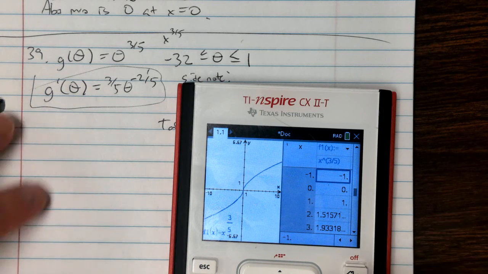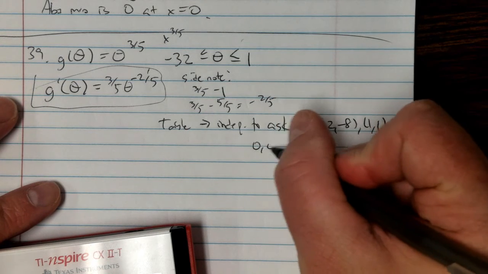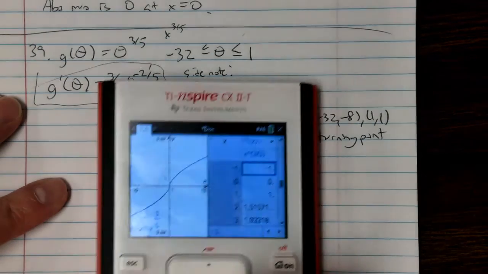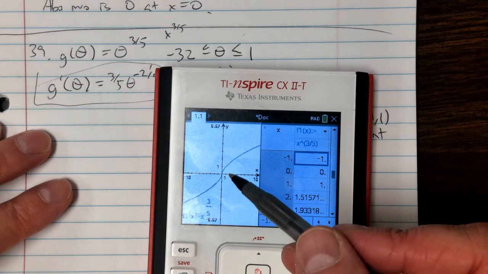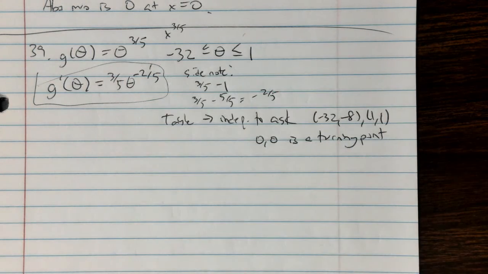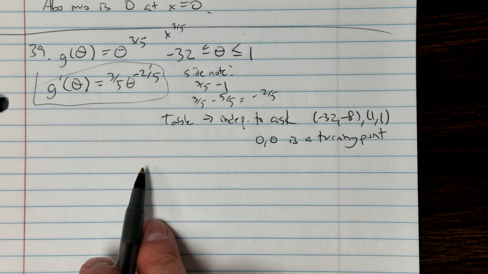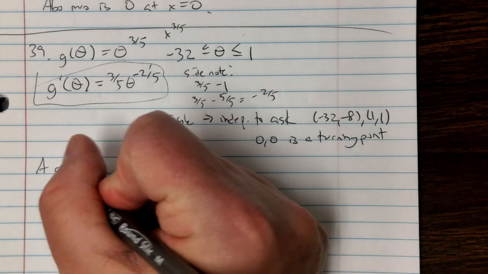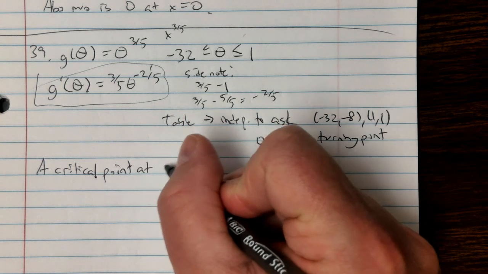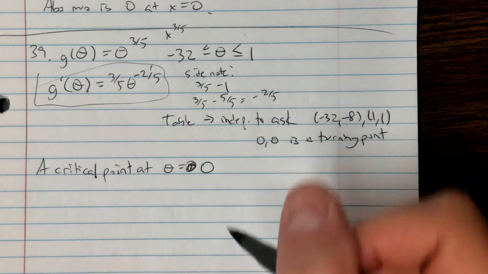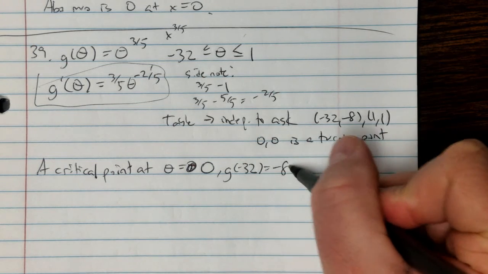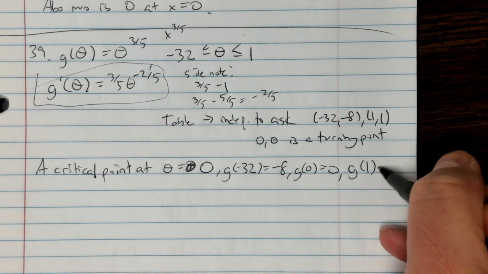Okay, so here you can see that 0, 0 is a turning point. So that's where it changes from concave up to concave down. Or if you want to think of it as concave left and concave right. Okay, so what we have for this is a critical point at theta equals 0, and then we have our g of negative 32 equal negative 8, g of 0 is equal to 0, and g of 1 is equal to 1.